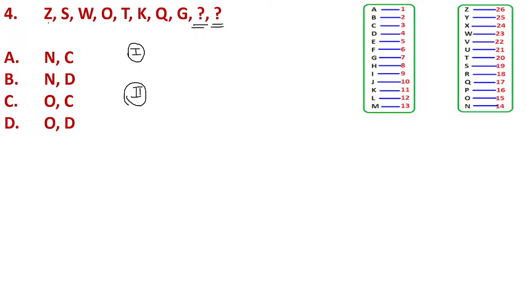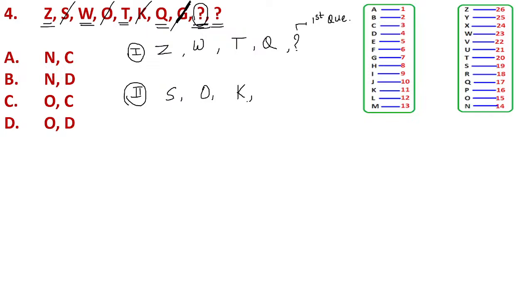For example, in the first alphabetical series, there will be a group of letters like Z, W, T, Q, and the first question mark. How have I formed this first pattern? By skipping one letter, students. Look here. Z, I have skipped S, then I have written W, then I have skipped O, then I have written T, I have skipped K, written Q. After Q, I have skipped the letter G, and after skipping G, what do I get? The first question mark. So just write here, first question mark. And in the second group of letters, whatever letters I have skipped previously, I'll write over here. S, O, K, G. And the second question mark, student.